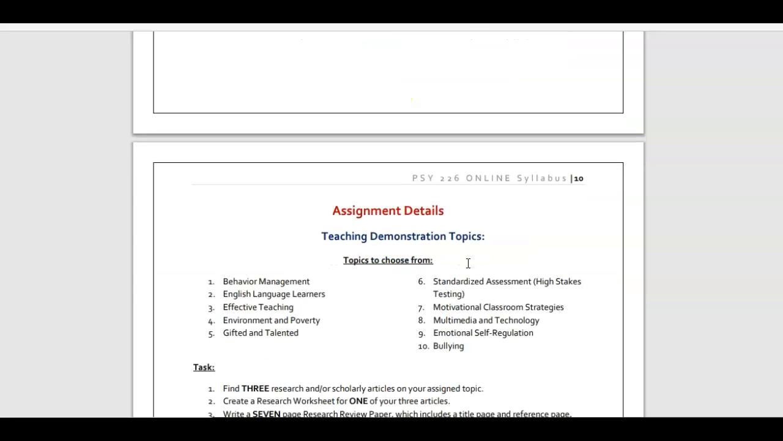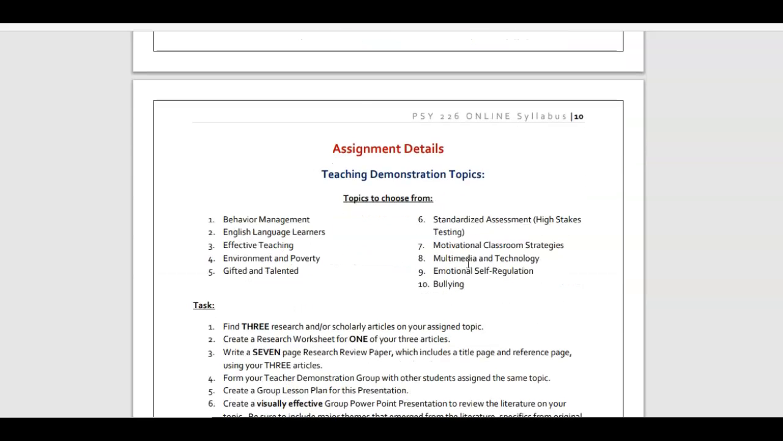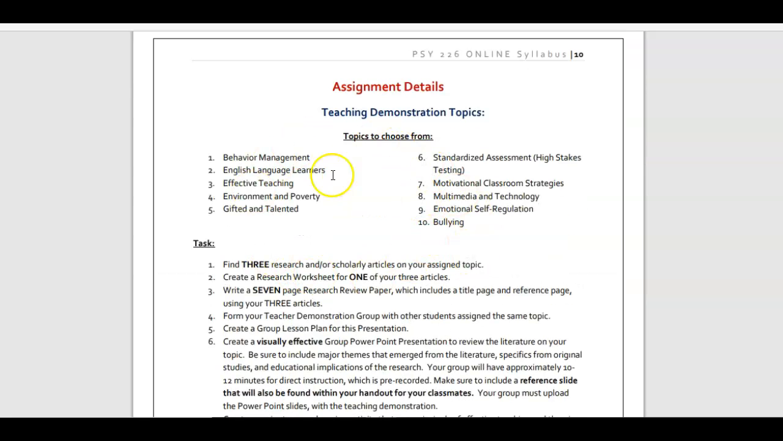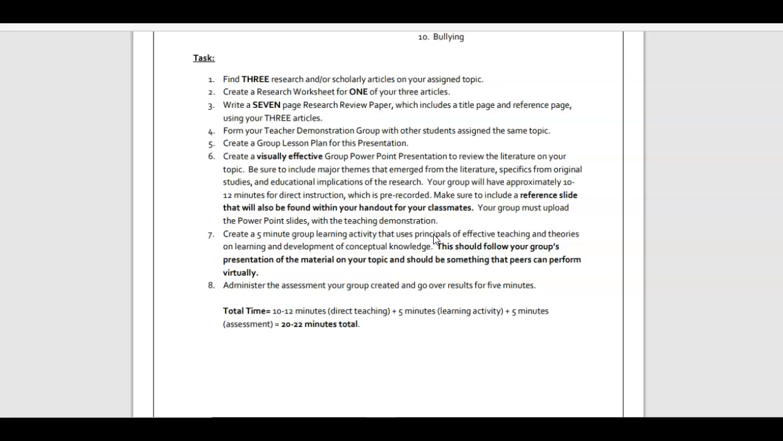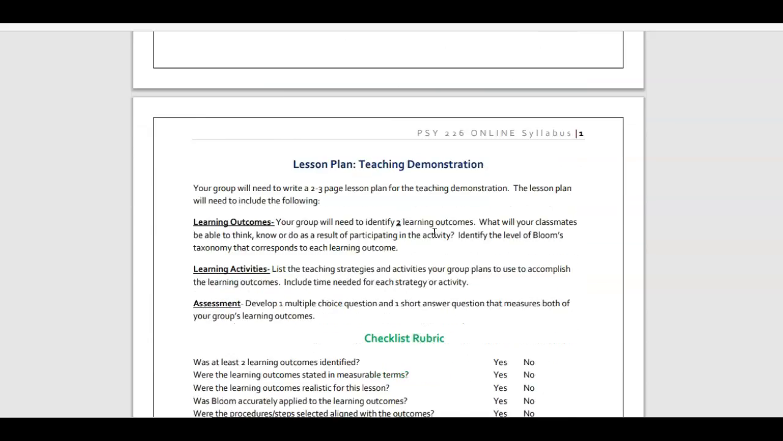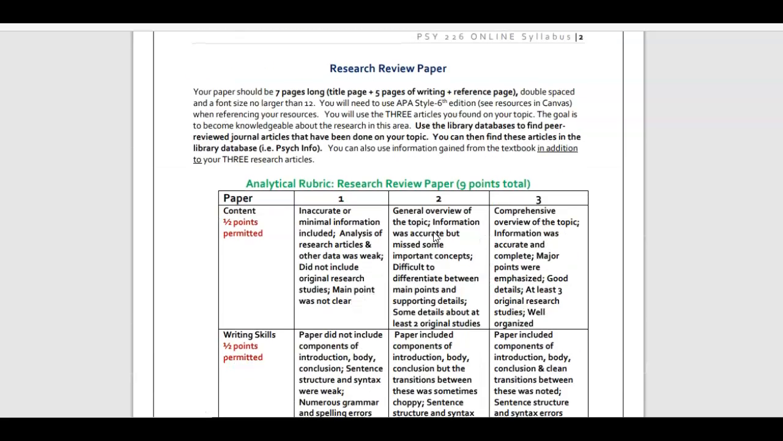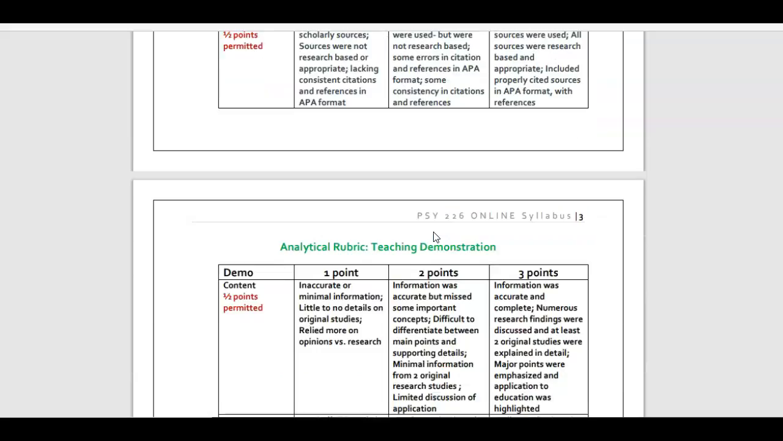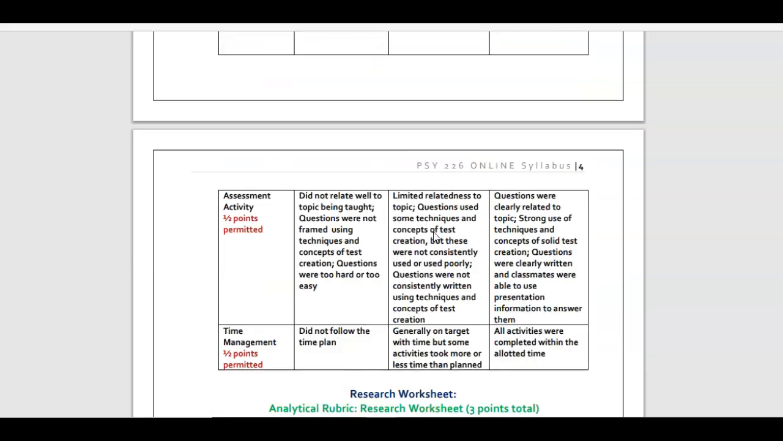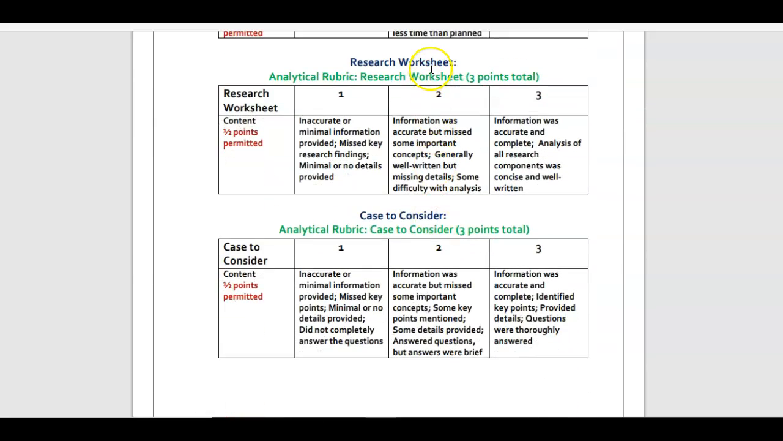Okay. Now the grading rubrics are all in here too, which I'll show you, but here are those 10 topics. And again, you'll be prompted by the modules to decide which 5 you want to do. Again, you're only going to be assigned 1. Here's the grading rubric for the lesson plan. Here's the grading rubric for the paper. Here's the grading rubric for your teaching demo, and then your grading rubric for your research worksheets.